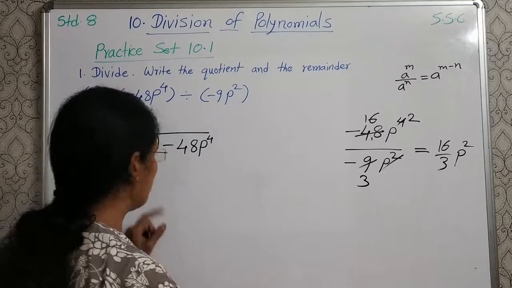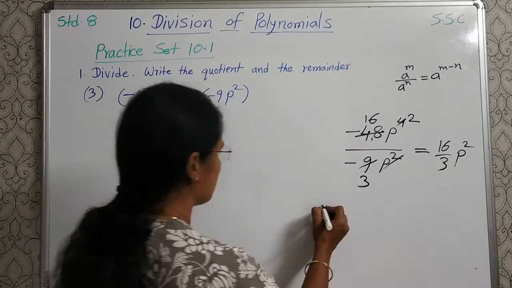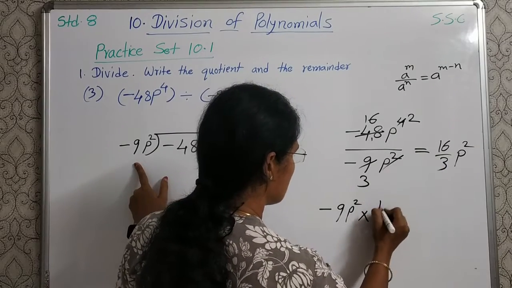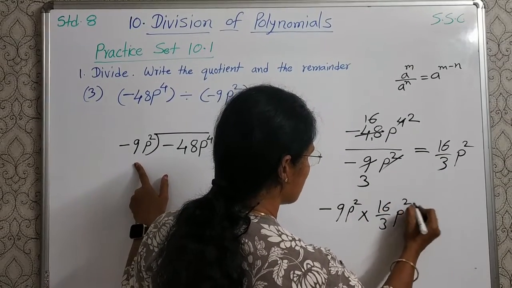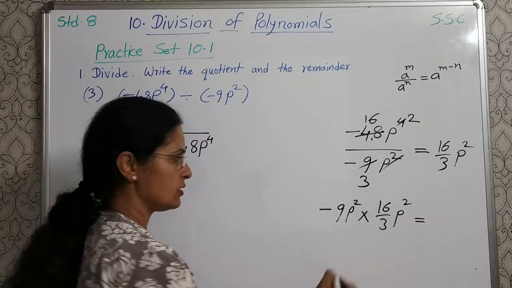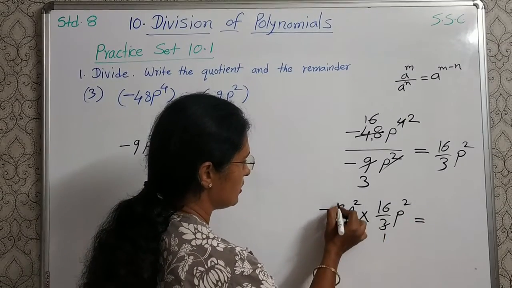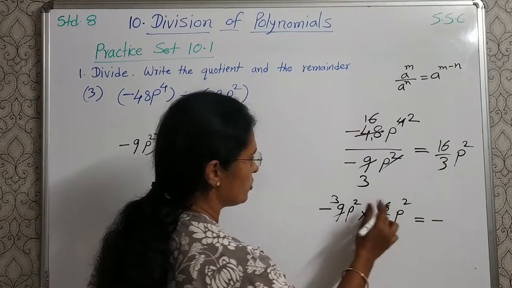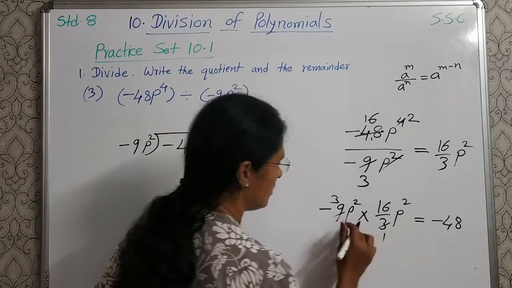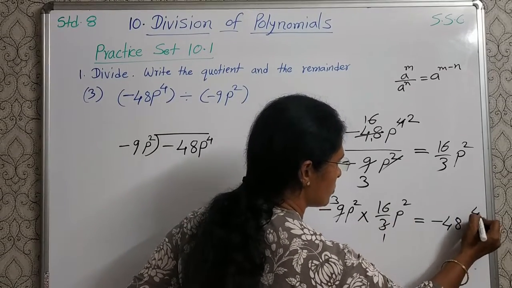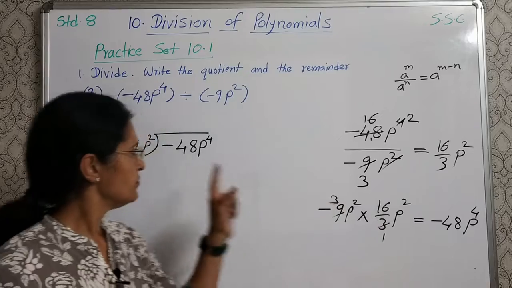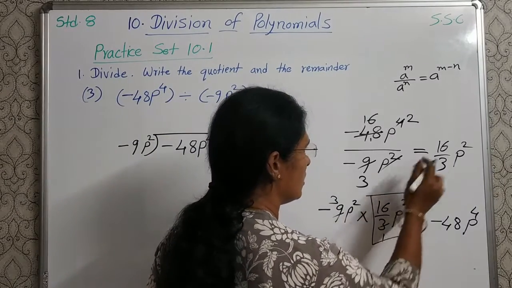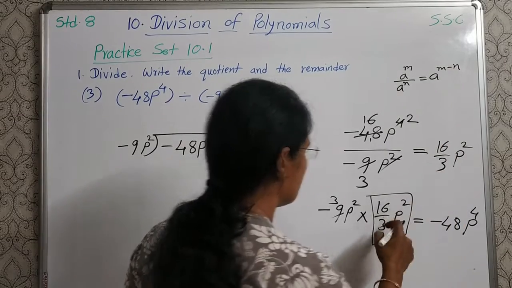It means when you multiply this divisor, minus 9p square by this 16 by 3 p square, what will be the answer? See here, 3 ones are 3, 3 threes are 9. Now minus plus minus, 3 into 16 is 48. P square and p square will be p raised to 4. It means we'll get the dividend. So 16 by 3 p square is the quotient.